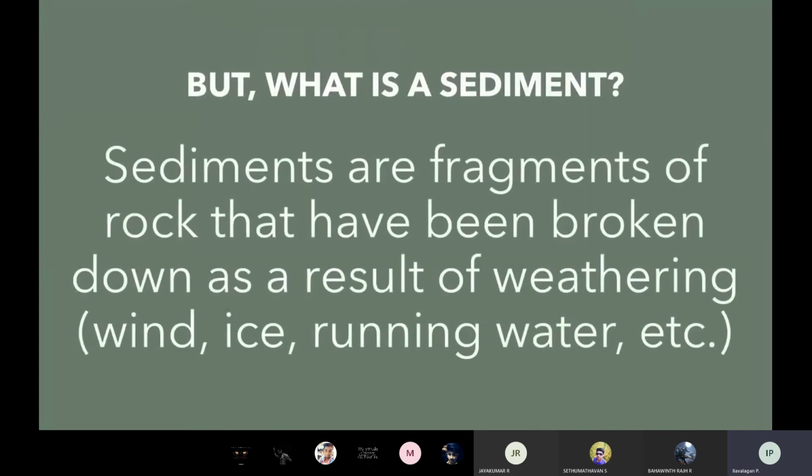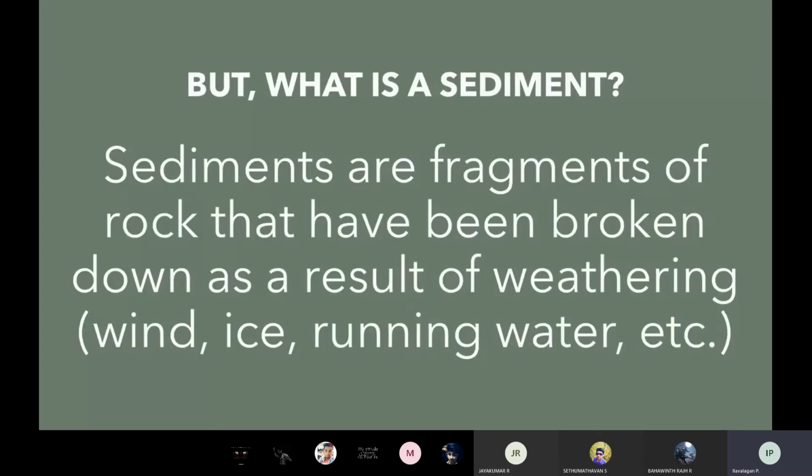Well, sediments are the fragments, the little bits of rock that have been broken down as a result of a process known as weathering. Weathering includes wind and ice, running water, etc. So imagine you have a big boulder sitting in your backyard.